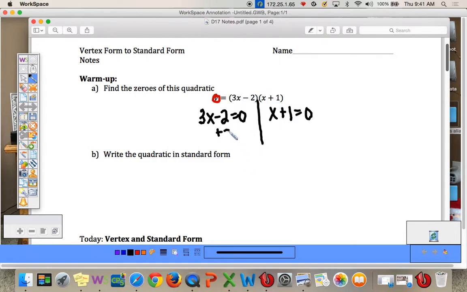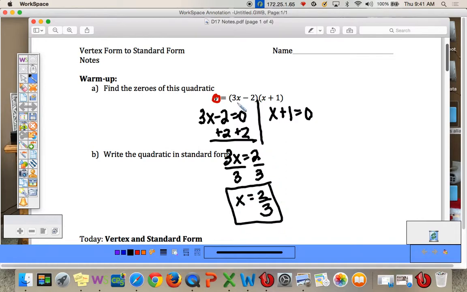So let's solve. For the first one, we'll add 2 to each side. We have 3x equals 2. So if we divide by 3, x is 2/3. And if we plug that in, x is 2/3 right here, it makes this factor 0, making the whole thing 0. For the other zero, we can subtract 1 from each side. We have x equals -1. And again, at -1, this is a 0 because if this is 0, the whole thing is 0.